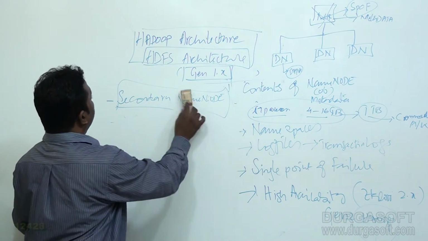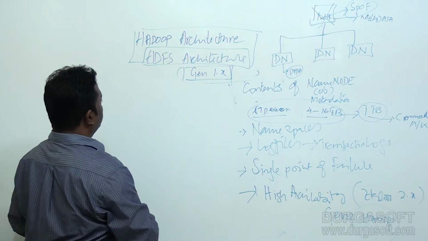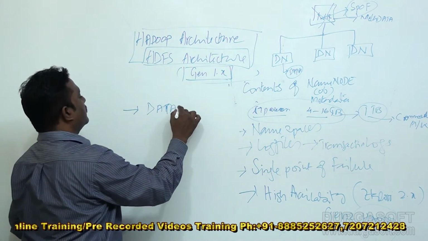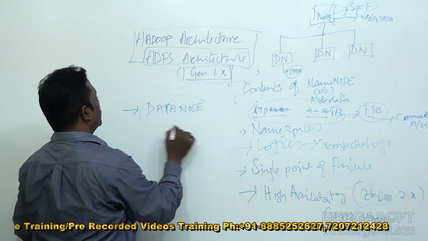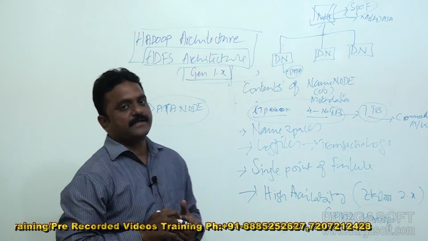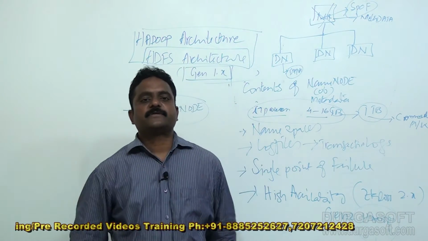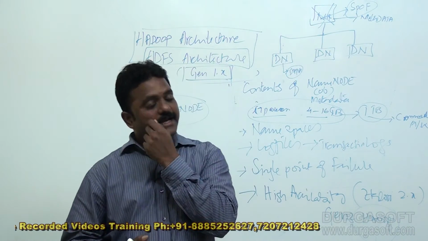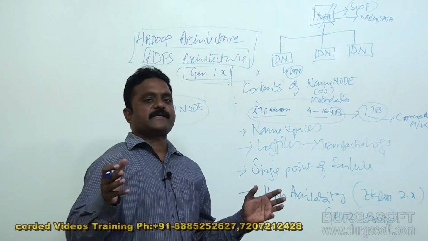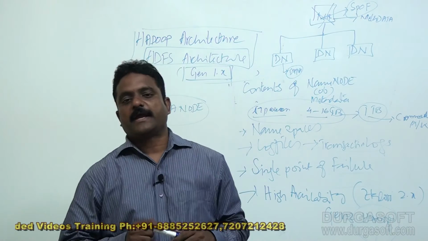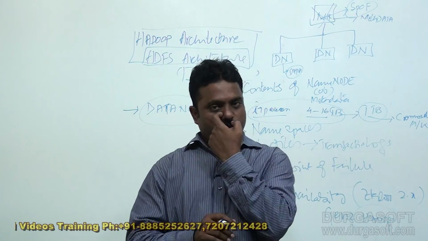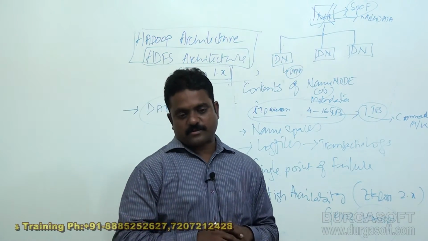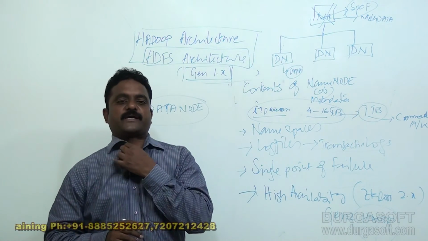So, the next node is the data node. In any HDFS cluster you would see a name node, a secondary name node and the data nodes. We are saying that we have only one master node and the rest are all data nodes. The question is, why do we need so many data nodes?